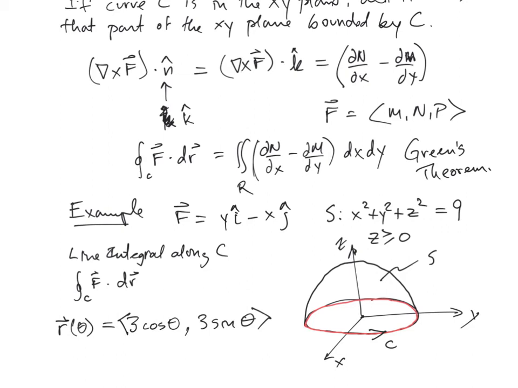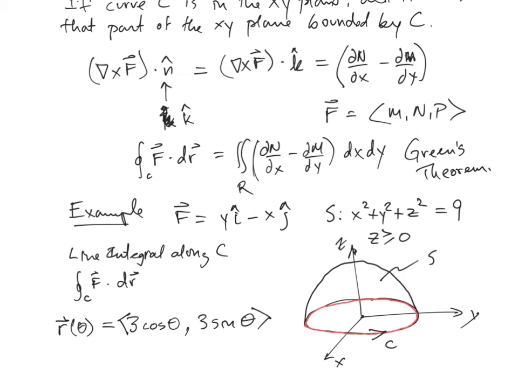So when theta is equal to 0, this vector is going to be 3, 0, which is going to point from here to there. When theta is equal to pi by 2, this is going to give us 0, 3, which points there. Okay? Okay, so we've got a position vector.